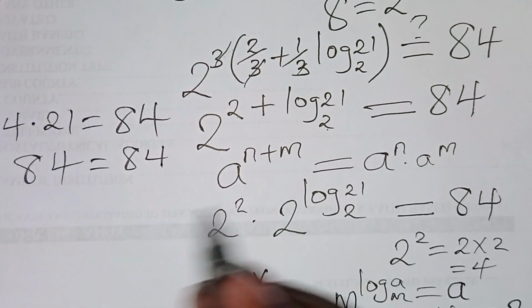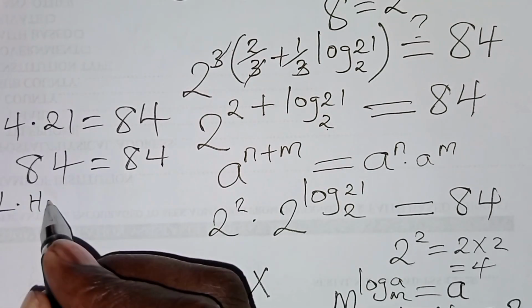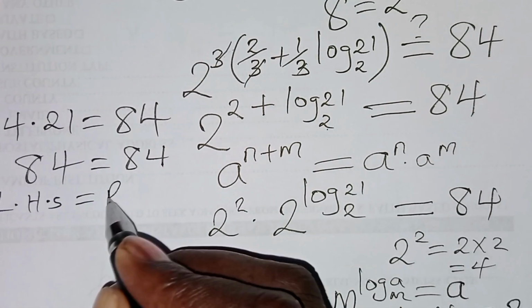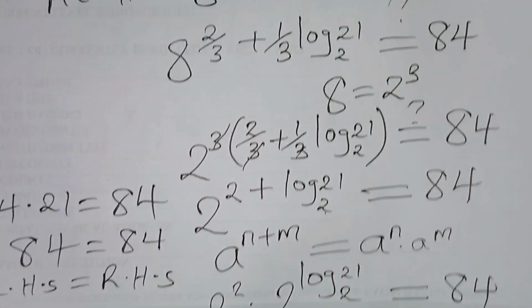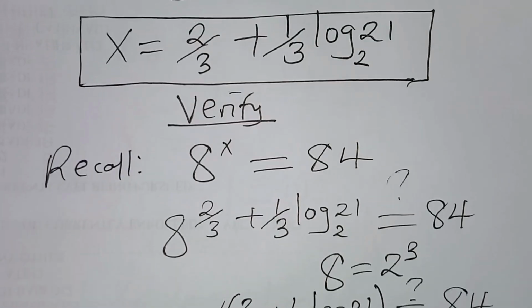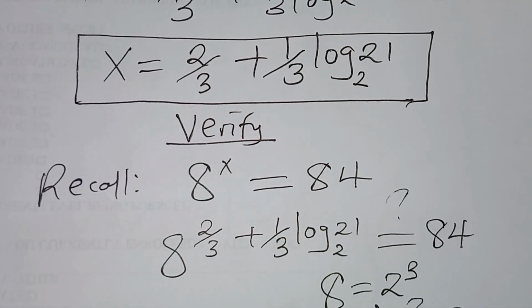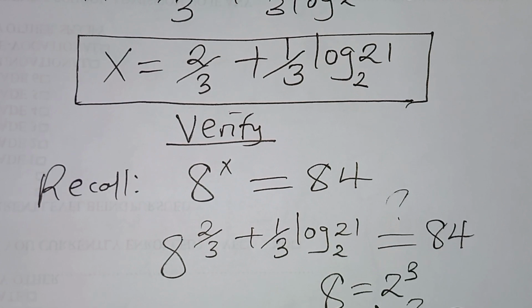And that implies that the left-hand side is essentially equal to the right-hand side. And that affirms that the value of x, which is 2 over 3 plus a third log 21 to base 2, actually satisfies the equation.